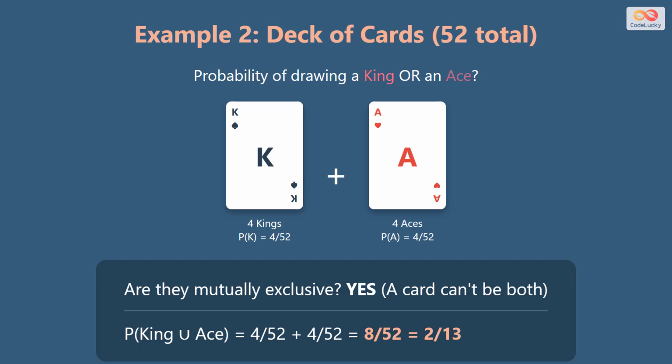Here is another example. Suppose you draw one card from a standard deck of 52. What is the chance you get a king or an ace? A single card cannot be both a king and an ace, so these are mutually exclusive. There are 4 kings and 4 aces in the deck. We add 4 over 52 plus 4 over 52 to get 8 over 52, which simplifies to 2 over 13.